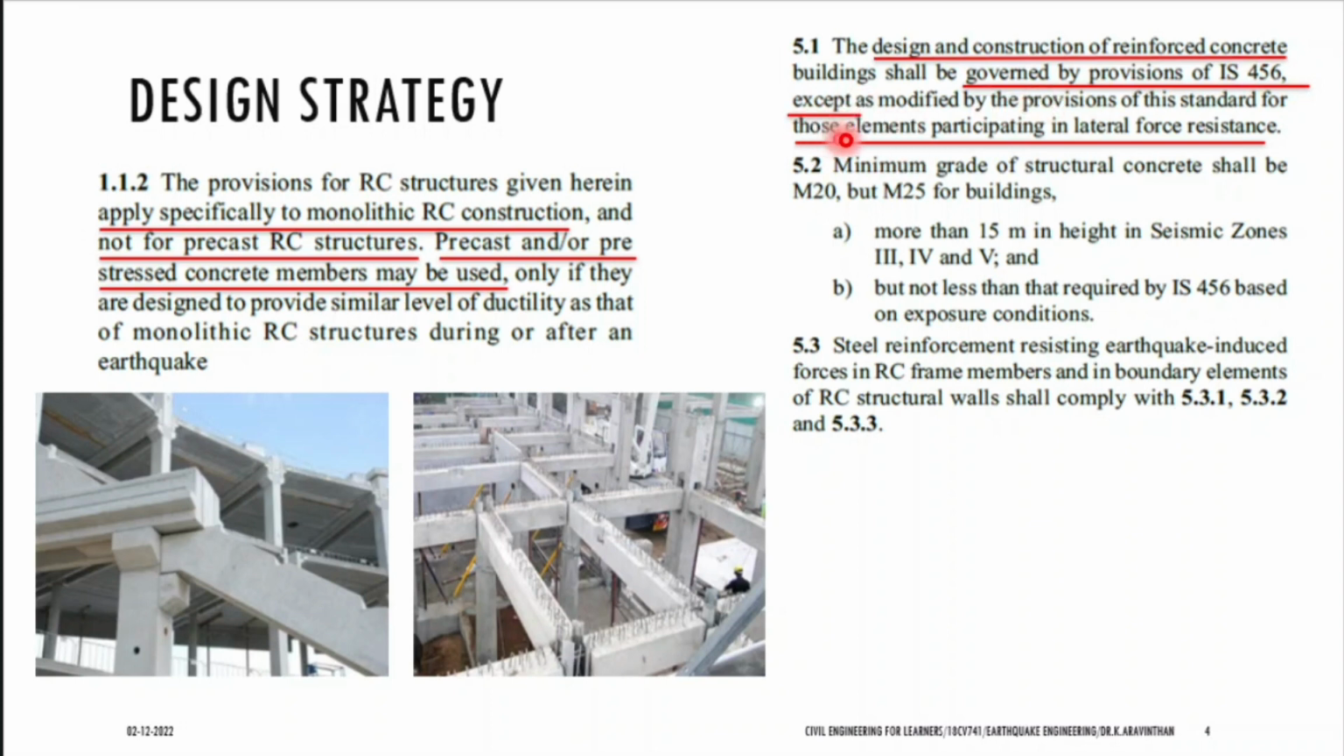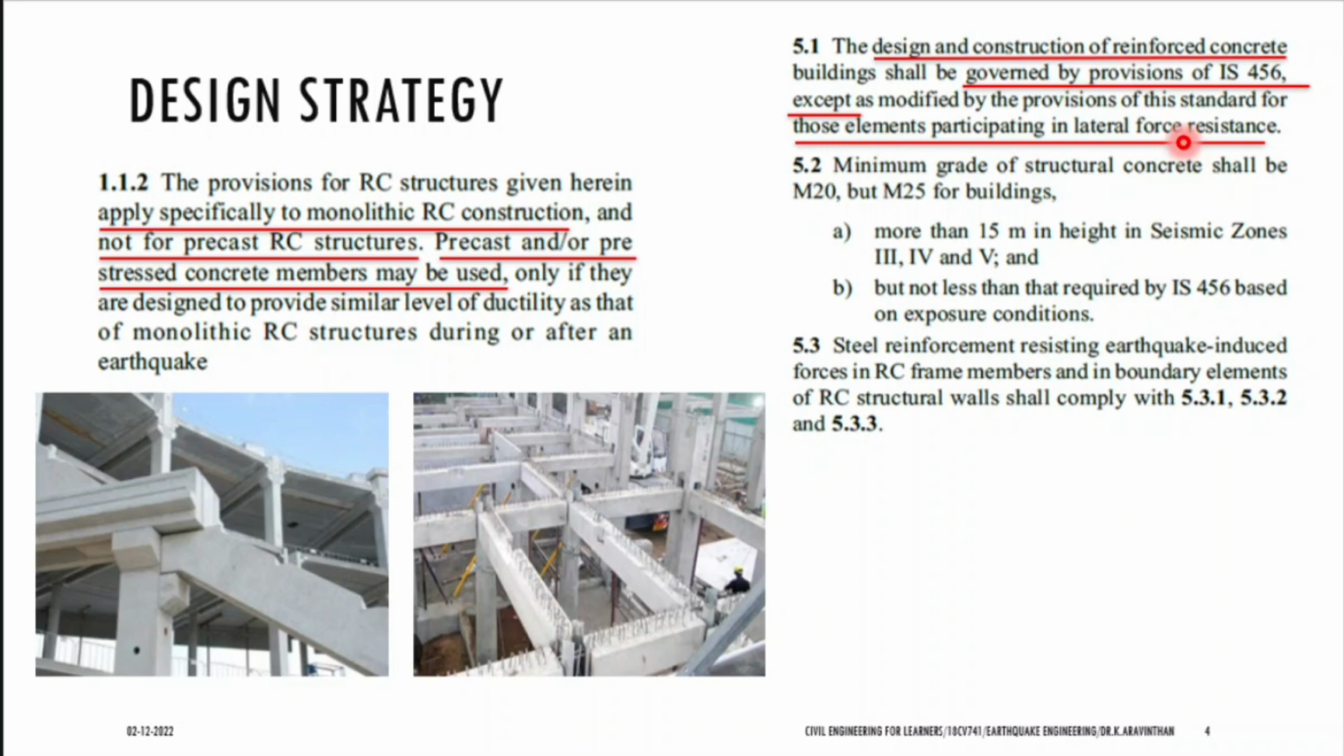Except those elements participating in the lateral force resisting system. Does a column resist the earthquake force? Yes. If you are not providing columns, and only construct using brickwork, what happens when an earthquake comes? Your structure will crush and it will fall. Yes or no? So the column is a member which resists the earthquake. That is primary. And beam.